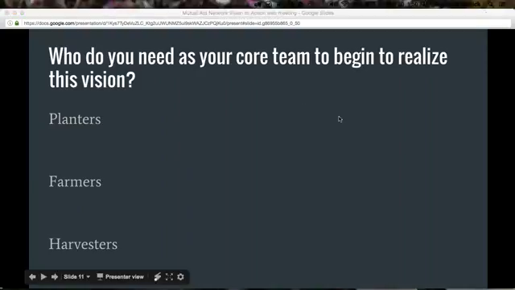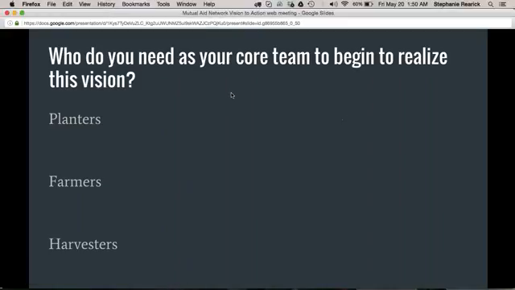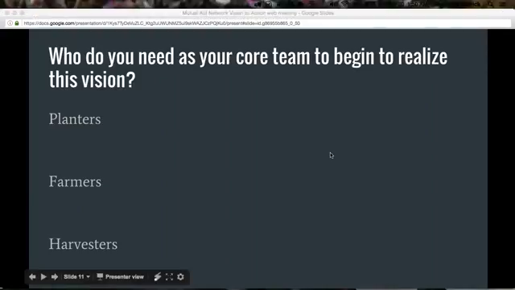So any thoughts on that before we go a little bit further? We could do an example of how we would establish a core team for a particular vision. Does anybody want to comment on anything at this point or ask anything?